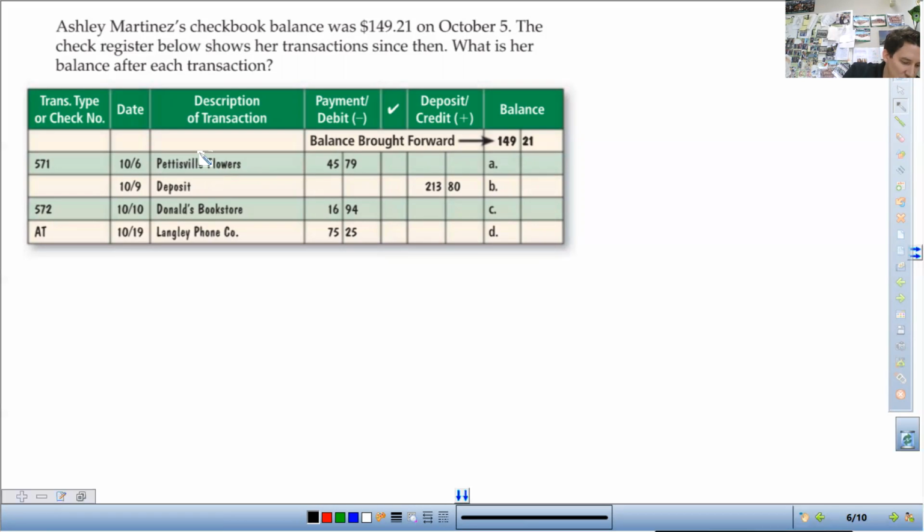So I'm going to do $149.21 minus $45.79. That comes out to 103.42. Moving down, then we deposit $213.80, so I'm going to do 103.42. I don't need the point because that's what the line is for. 103.42 plus $213.80 comes out to $317.22.